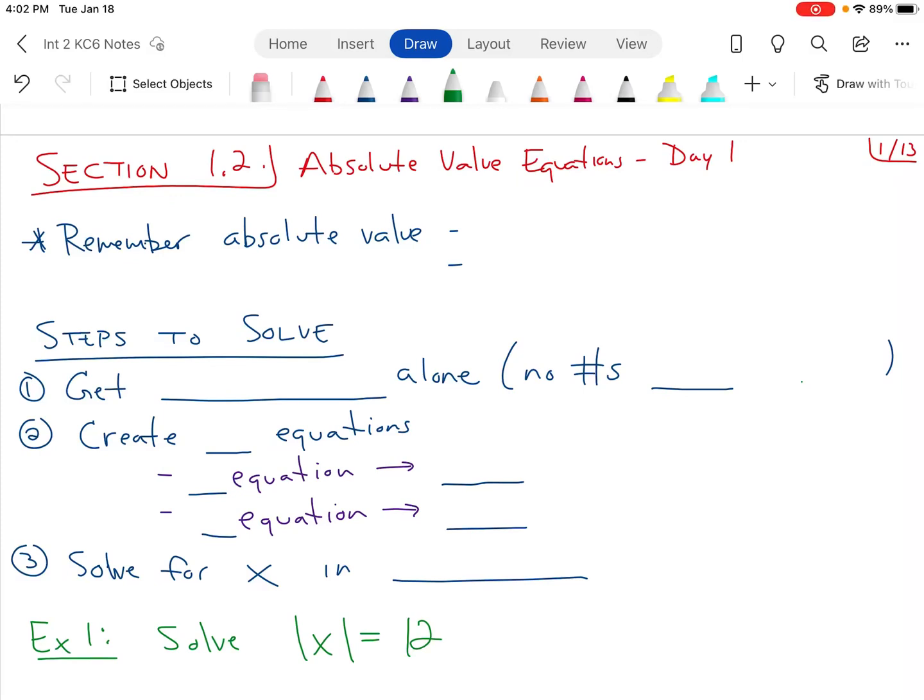Hi everyone, this is day 1 of section 1.2 from Integrated 2 on absolute value equations and solving those absolute value equations. Alright, so we need to first remember from the first section that the absolute value is talking about the distance from 0 and that the absolute value is always positive.